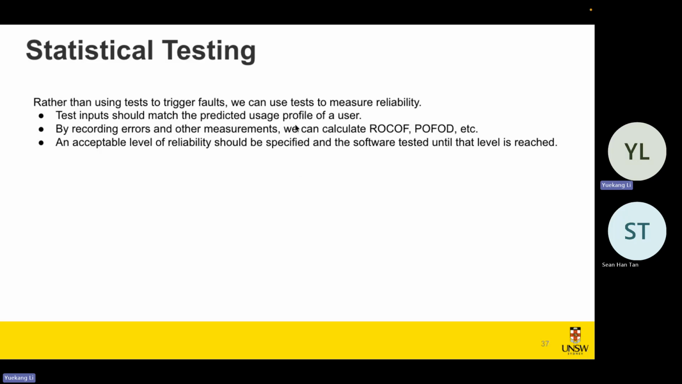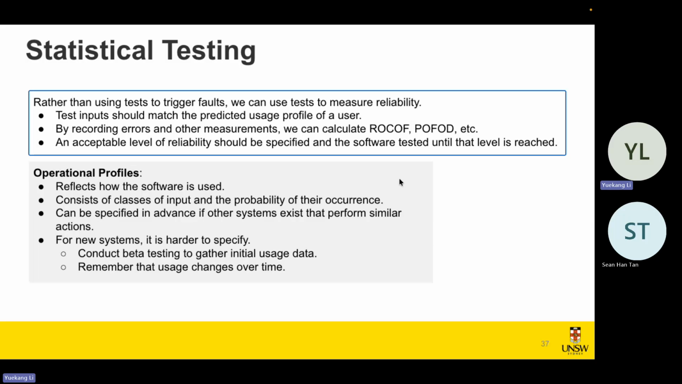So what about this user profile? This user profile actually has an official name called operational profile, and it reflects how the software is used. It consists of different classes of inputs and the probability of them being used for the software. And it can be specified in advance if we don't have real users.